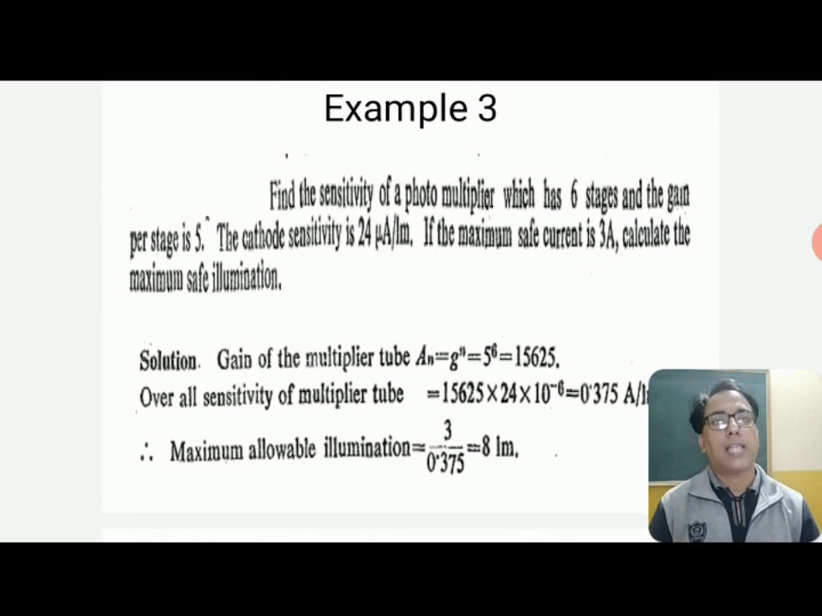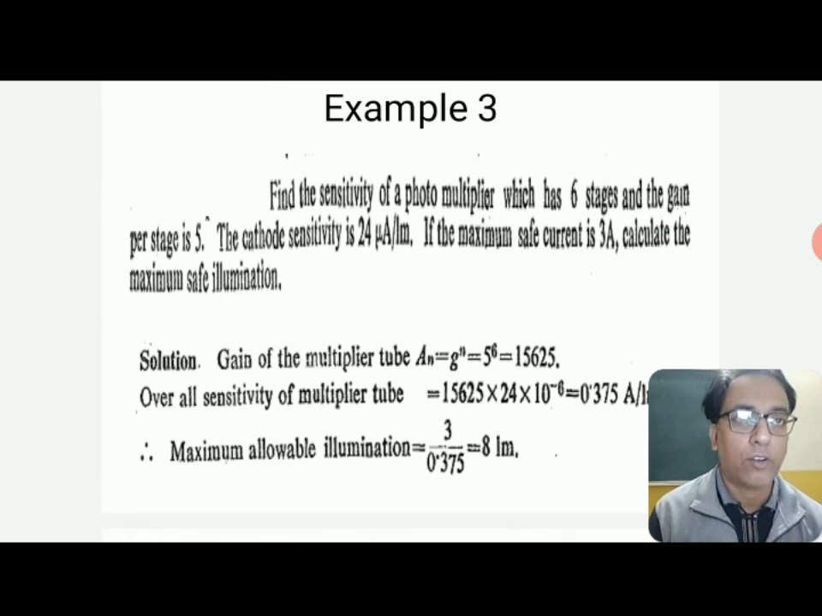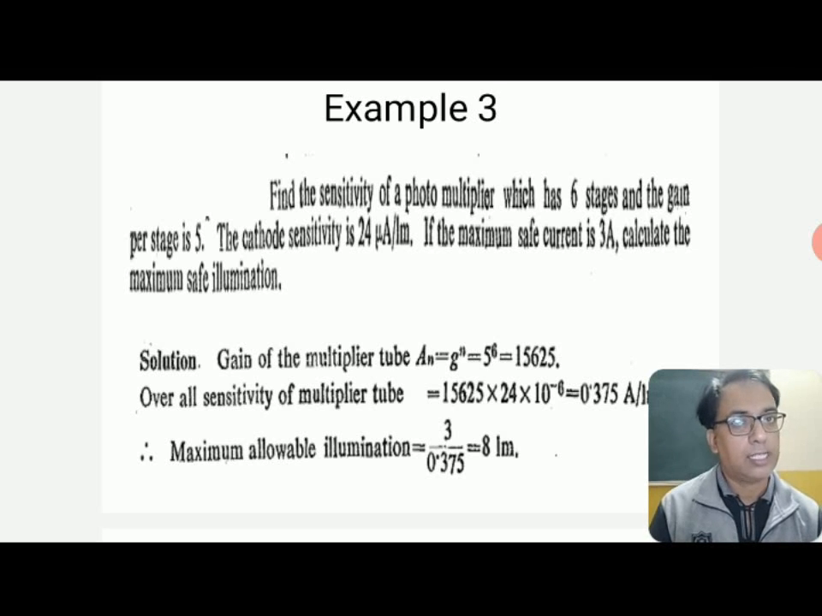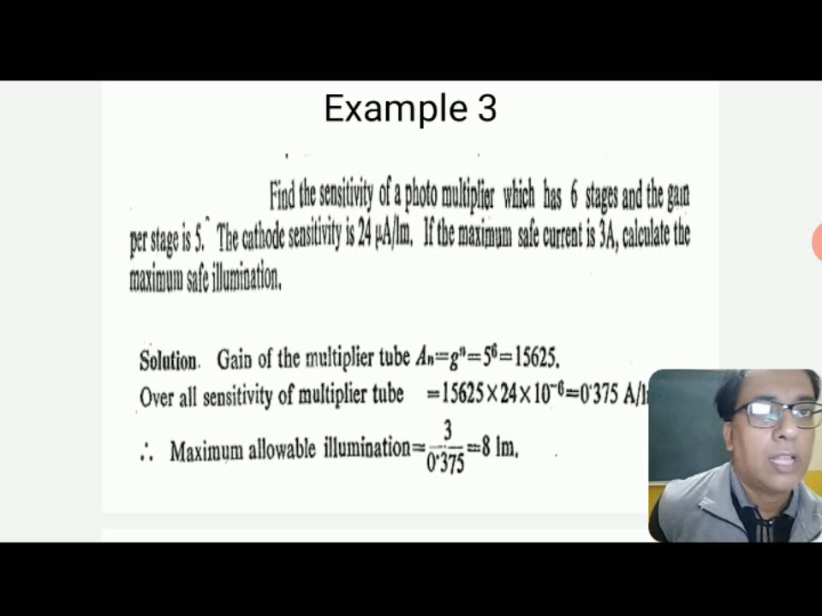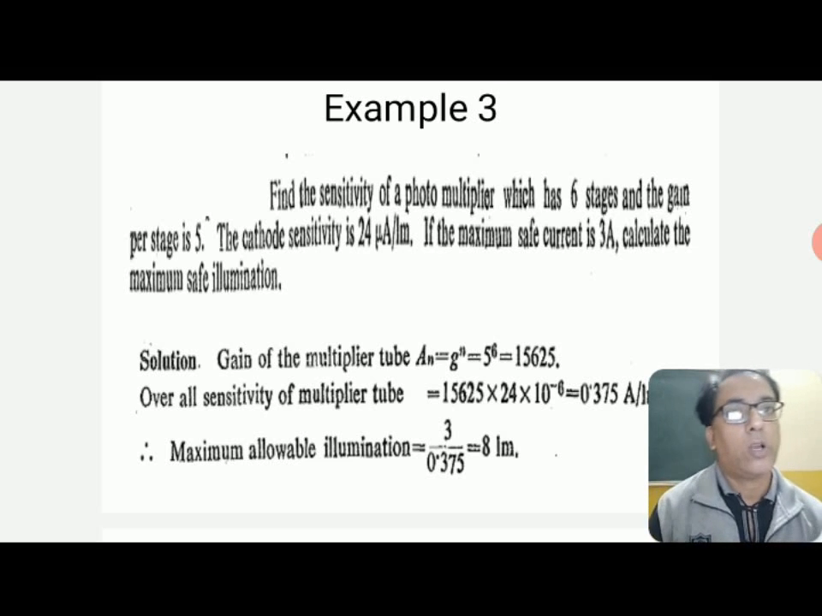The next question says: find the sensitivity of a photomultiplier which has 6 stages and the gain per stage is 5. Okay, there are 6 stages and each and every stage has a gain of 5. The cathode sensitivity is 24 microampere per lumen. If the maximum safe current is 3 ampere, calculate the maximum safe illumination. If the maximum current that it can handle is 3 ampere, we have to find the maximum safe illumination.